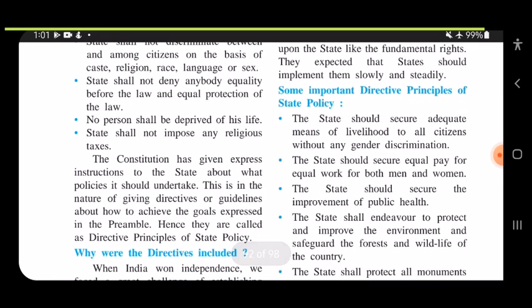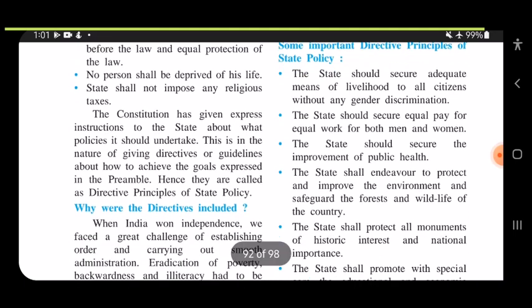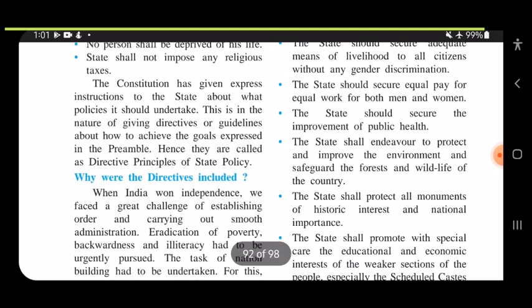Now let us see some important directive principles of state policy. The first one says the state should secure adequate means of livelihood to all citizens without any gender discrimination. So all the people have the right to live, whether it be a man or woman, all have the right to live in the society. Second, the state should secure equal pay for equal work for both men and women. If a man and a woman are doing the same work, they should get equal payment.